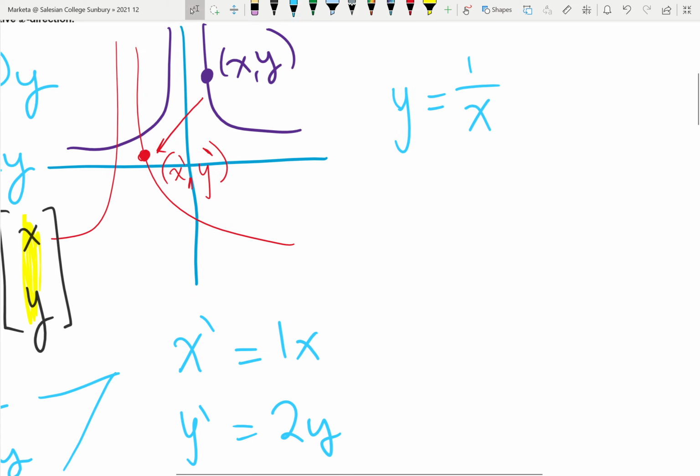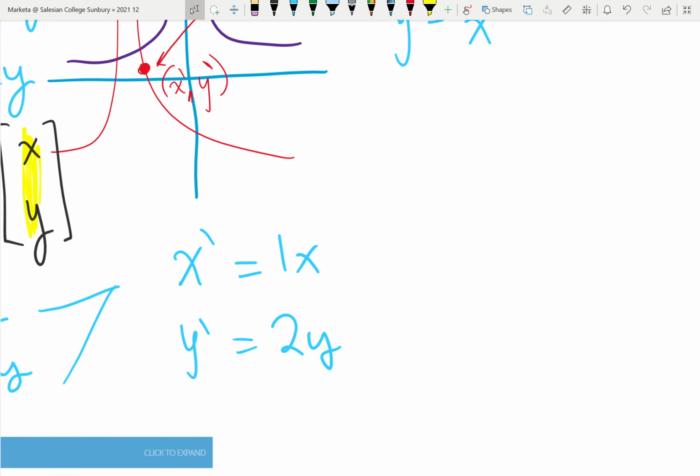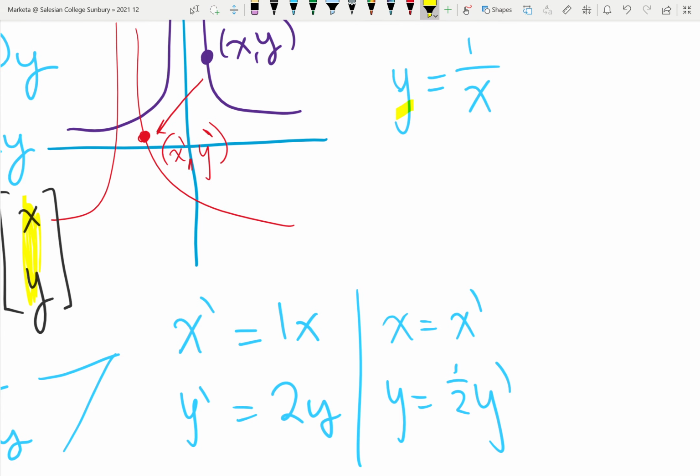So a lot of people are going to just put that into y. And that doesn't work because that's saying y image equals 2y. Well, no, we can't sub y image into y. It's like subbing a into b. That doesn't work. So I have to rearrange. I can see that x is going to equal x image and y is going to equal half y image. So now I have y here, I have y here, so I can substitute. So I get half y image equals 1 over x image. And then, well, let's make this neat, and we're going to multiply both sides by 2 to get rid of the half.